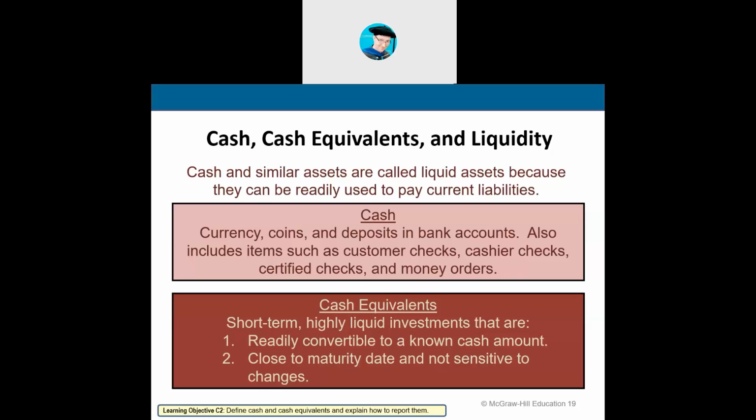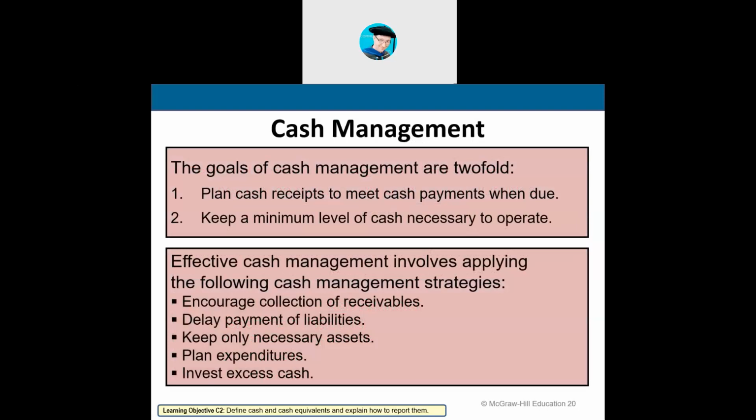Cash equivalents would include things that are short-term liquid investments. These are things that can be quickly converted into cash. Something like that would be a bond, a security bond. Those are quickly converted into cash, and they're close to maturity date and do not have sensitive changes. Examples of that would be a municipal bond or a security bond that you have with a bank, or what they call a CD, certificate of deposit. Those are all things that can be quickly converted to cash.